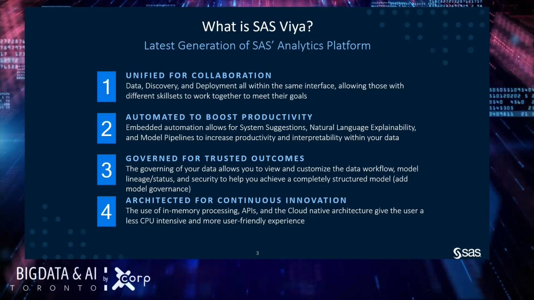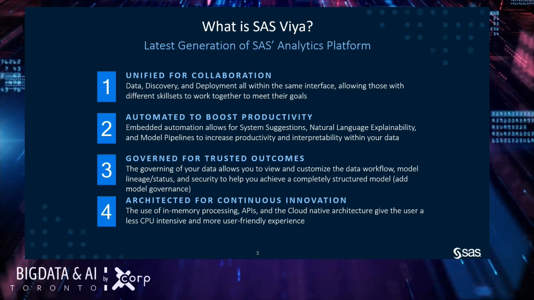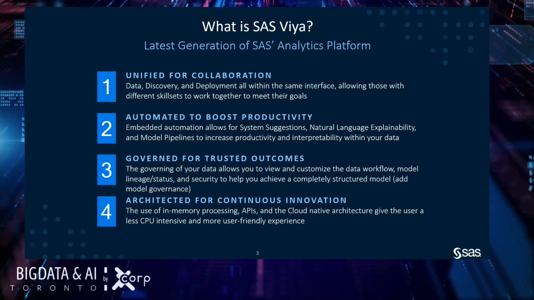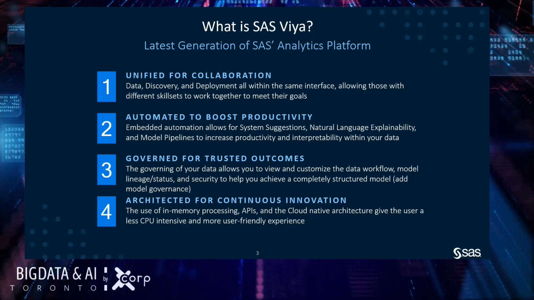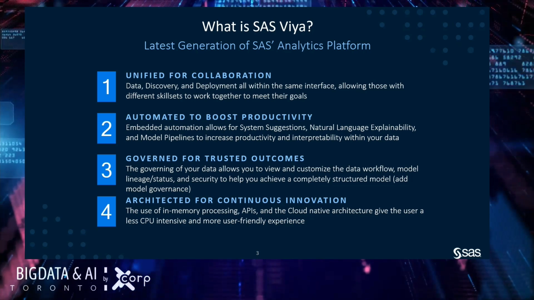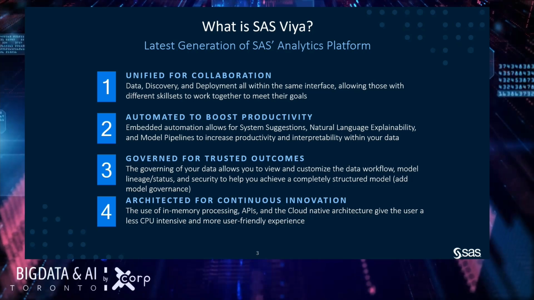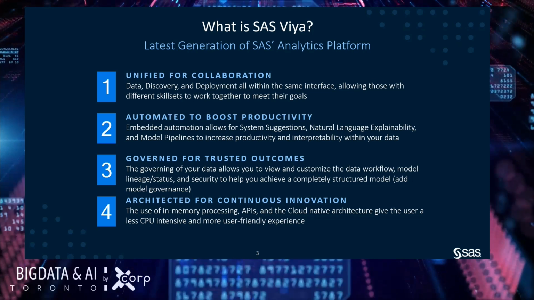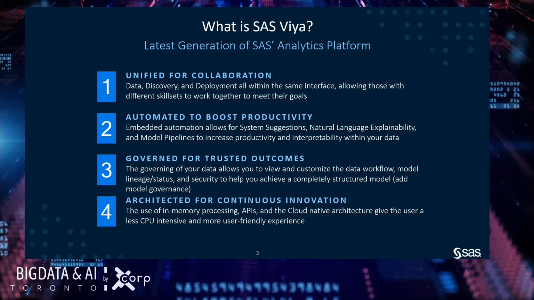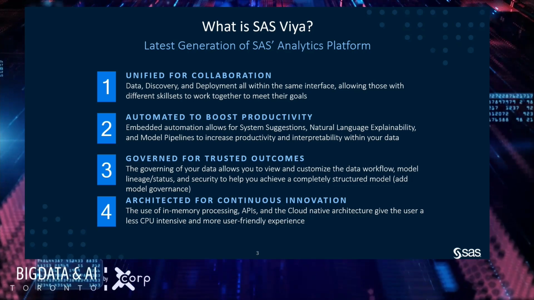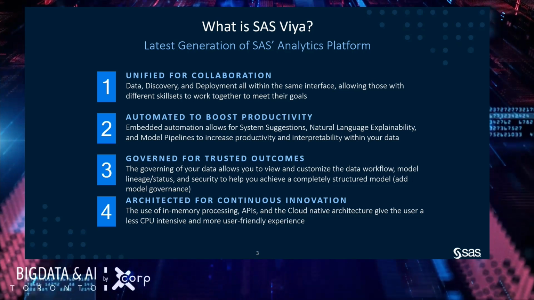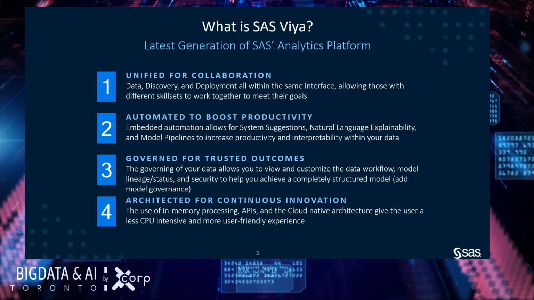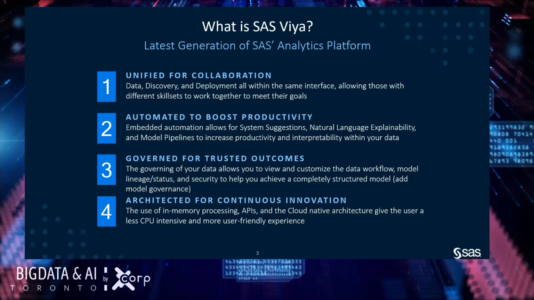SAS Viya conceptually can be broken down into four key areas, and those are the four areas we're going to follow today. First, it is unified for collaboration, meaning that it was built for those of many different skill sets so that they can all work together to meet their end goals as a team. Secondly, it's automated to boost productivity. The system is able to read your data and make preliminary suggestions on what to do, and it can explain what your data is saying and can generate models based on the data alone.